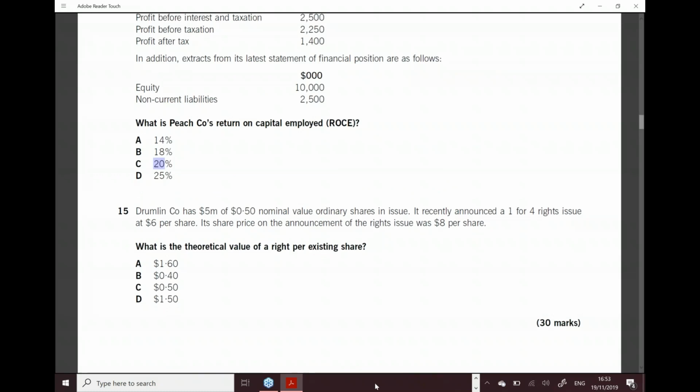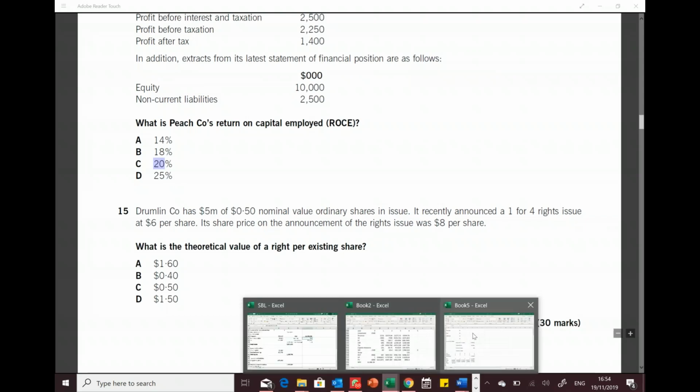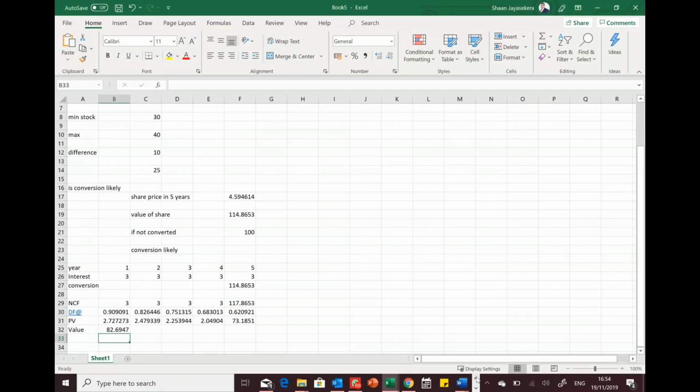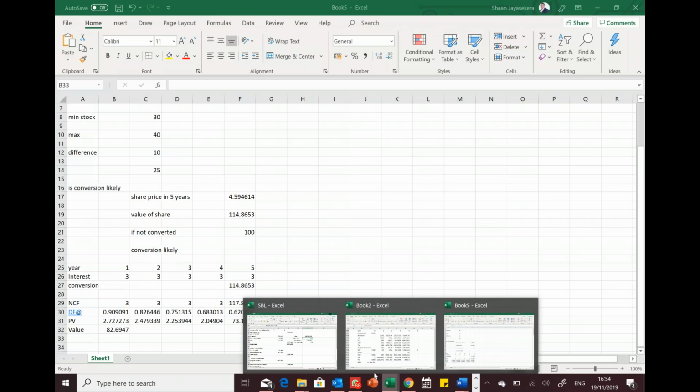What is the theoretical value of the ex-rights price? To work out the theoretical ex-rights price, I first need the rights issue price. The value of a right is the difference between the theoretical ex-rights price and the issue price. So for me to work out the TERP first, let's try to work out my theoretical ex-rights price.